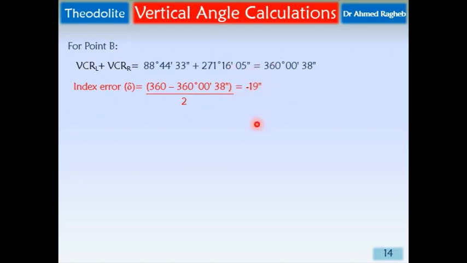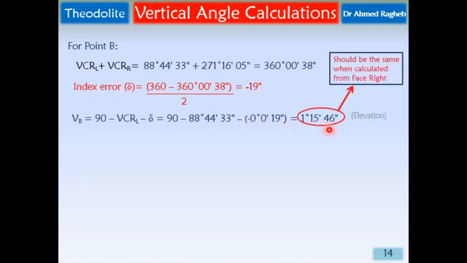The vertical angle at point B equals, from the common equation that we mentioned earlier, 90 minus VCR left minus delta, 90 minus 88.44.33 minus delta, which is a negative value. Then both negative values will turn out to be positive, equal to 1 degree 15 minutes 46 seconds. And if you calculated the same angle at B from face right, it should yield the same result. 1 degree 15 minutes 46 seconds, then this is an elevation angle.